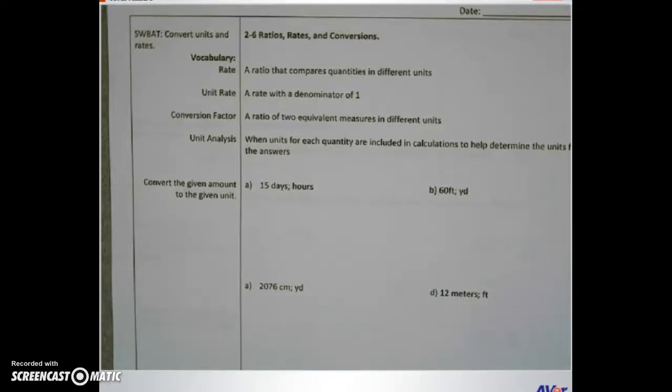Vocabulary. A ratio that compares quantities in different units is a rate. A unit rate is a rate with a denominator of 1. A unit conversion factor, or conversion factor, is a ratio of two equivalent measures in different units.